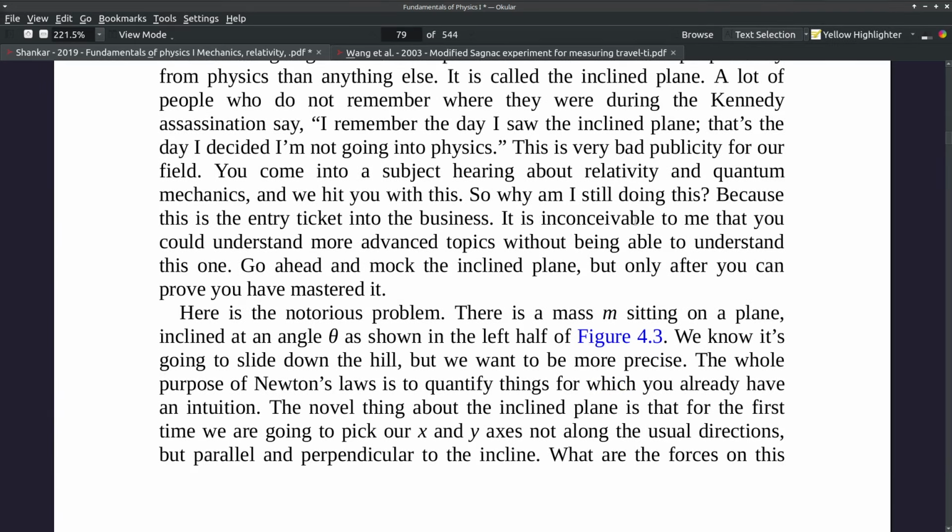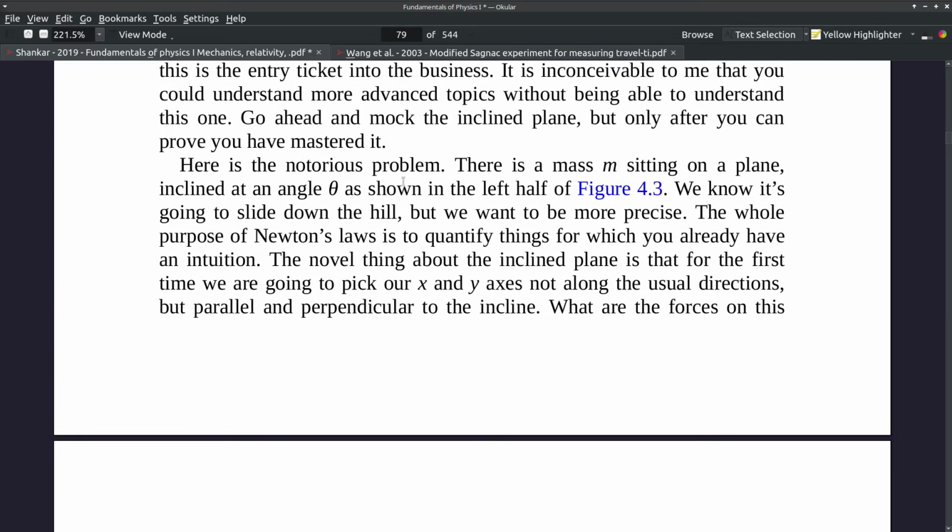It is inconceivable to me that you could understand more advanced topics without being able to understand this one. Go ahead and mock the inclined plane, but only after you can prove you have mastered it. Here is the notorious problem. There is a mass M sitting on a plane inclined at an angle theta as shown in the left half of figure 4.3. We know it's going to slide down the hill, but we want to be more precise. The whole purpose of Newton's laws is to quantify things for which you already have an intuition. The novel thing about the inclined plane is that for the first time, we are going to pick our x and y axes not along the usual directions, but parallel and perpendicular to the incline.